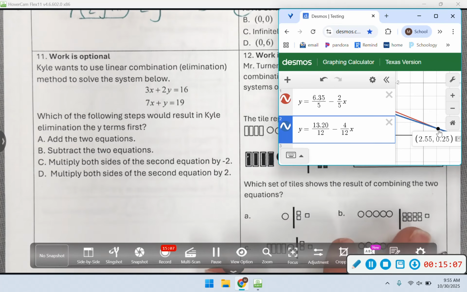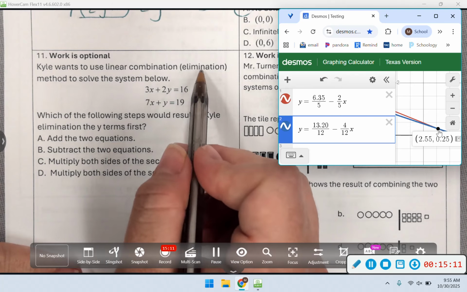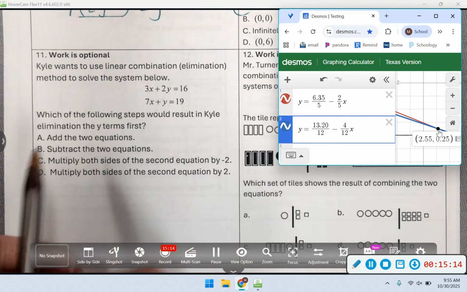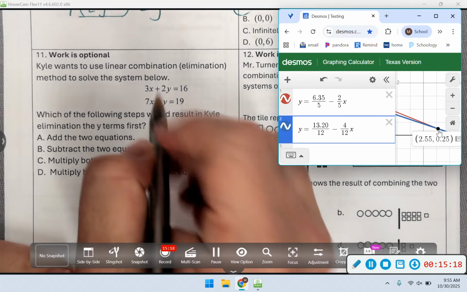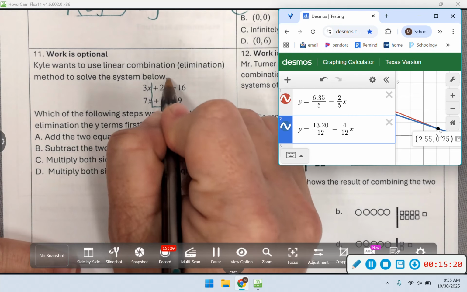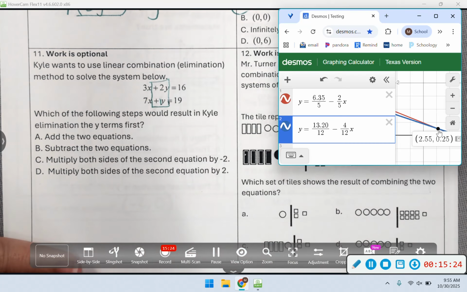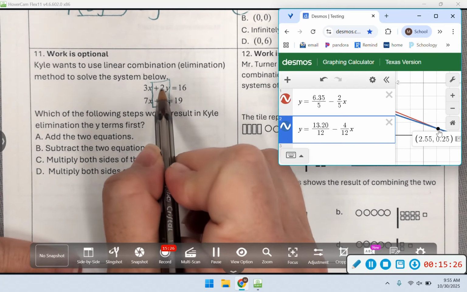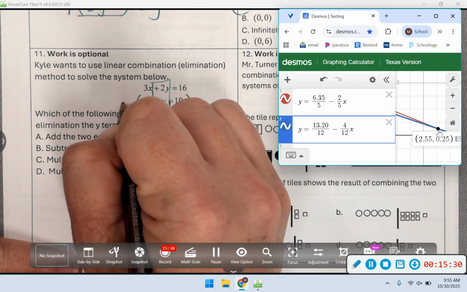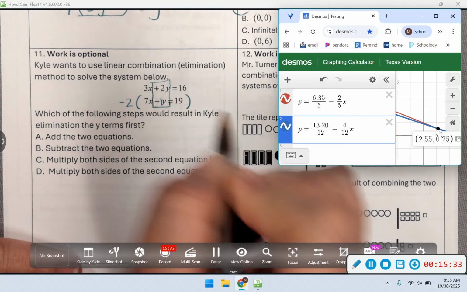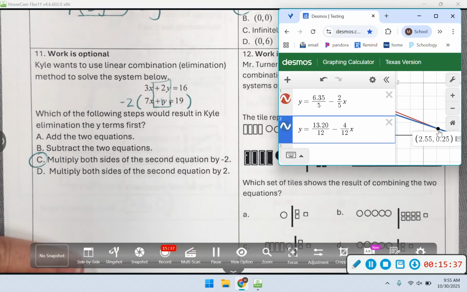Okay, look at number 11. Kyle wants to use linear combination or elimination method to solve the systems below. Which of the following steps would result in Kyle eliminating the y term? So if we want to cancel y's, this is where we're looking. Well, I have a positive 2y, and this is technically a positive 1y. I'm going to look at my smaller one. Can I turn a 1 into a 2? I can. But what cancels a positive 2y? Well, a negative 2y. So negative 2 times this whole thing. But negative 2 times 1 would give me that. So my answer is C.